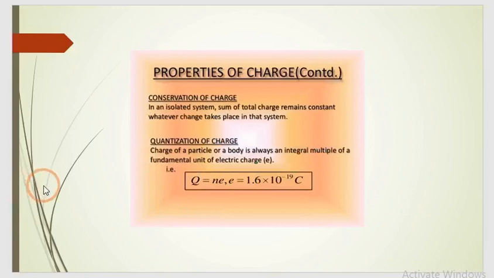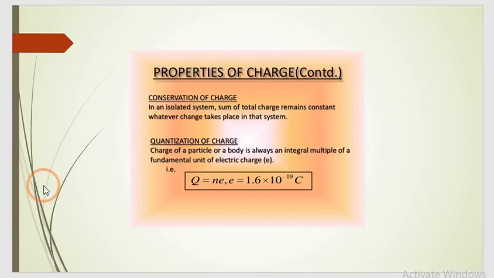When we consider conservation of charge, in an isolated system the sum of total charge remains constant whatever change takes place in that system. For example, when a glass rod is rubbed with silk, it becomes positively charged and the silk becomes negatively charged. The amount of positive charge on the glass rod is exactly the same as the negative charge on the silk. Thus, the system of glass rod and silk together possesses zero net charge after rubbing.